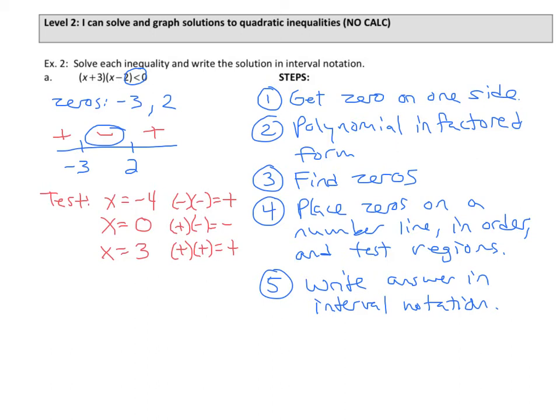So I need to write -3 to 2 in interval notation. Since our inequality was less than, not less than or equal, I'm going to use parentheses because the graph actually equals 0 at -3 and 2. So it's -3 comma 2 with parentheses. And that's my answer in interval notation.